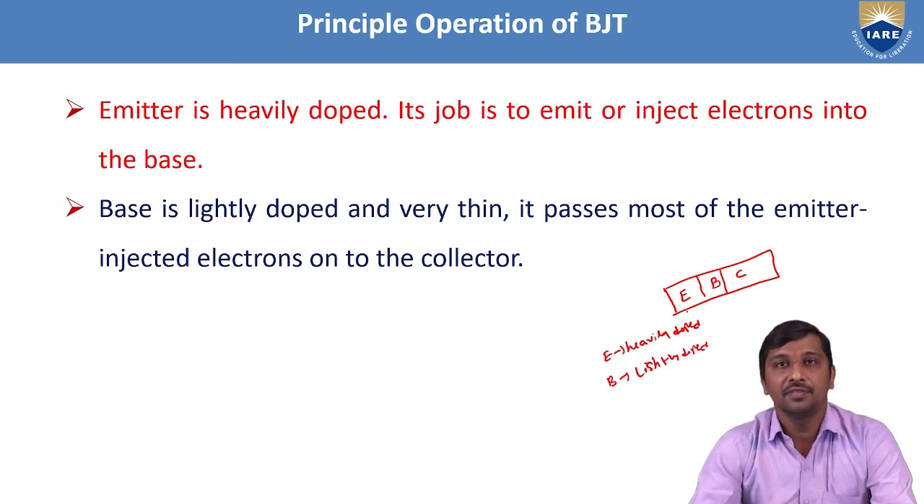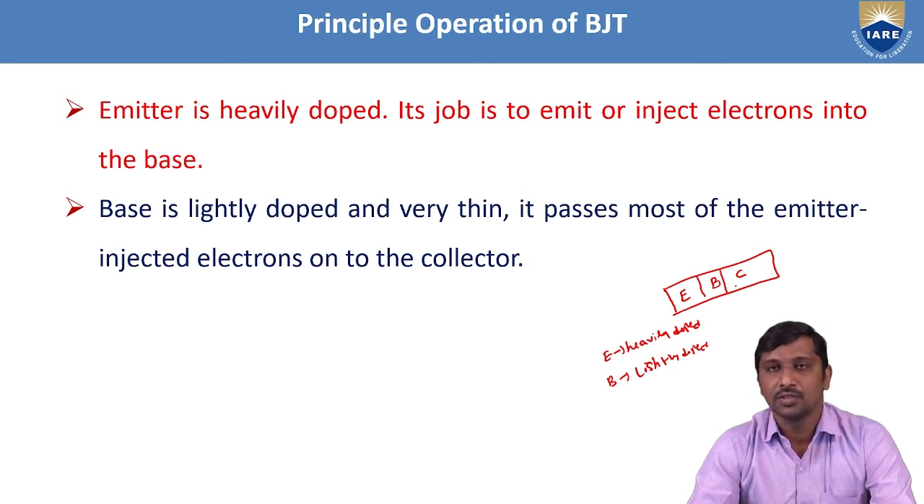But the region of the base is very thin, meaning the width of the base is very thin here. Why are we making the width of the base very thin? If you observe this construction, the emitter always emits the charge carriers to the opposite terminal. The collector's function is to always collect the charge carriers from the emitter.